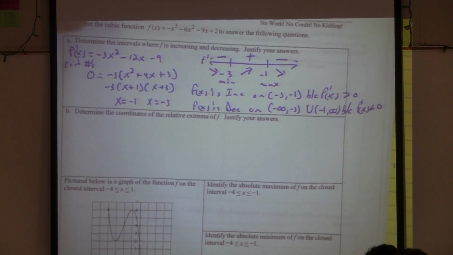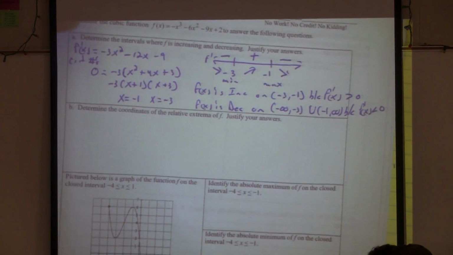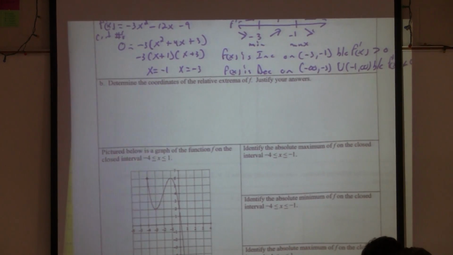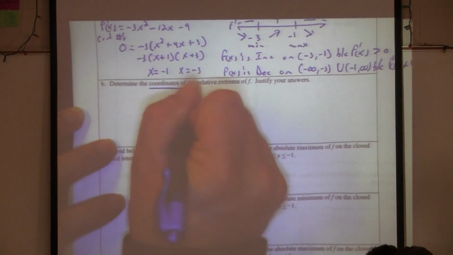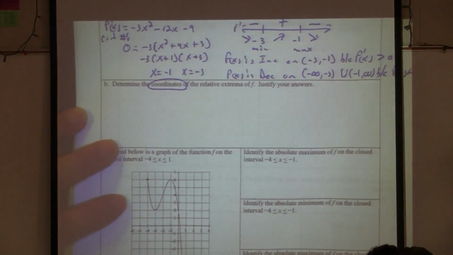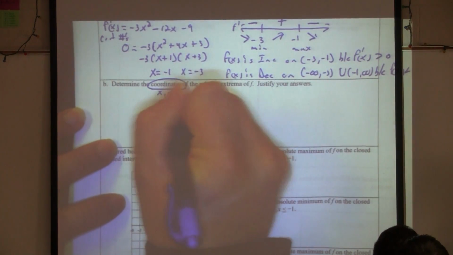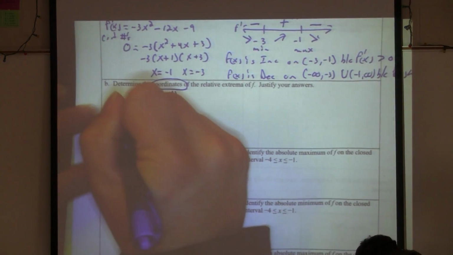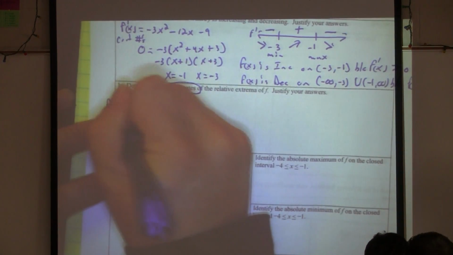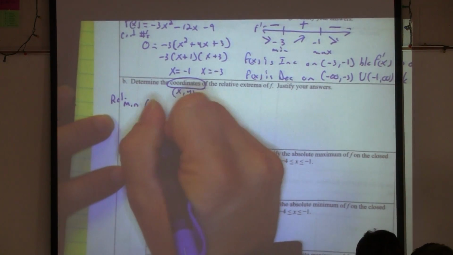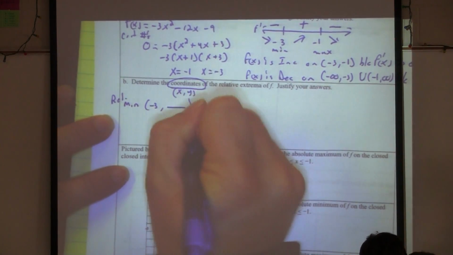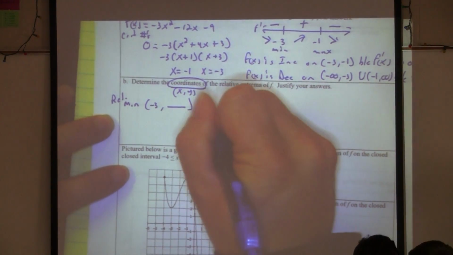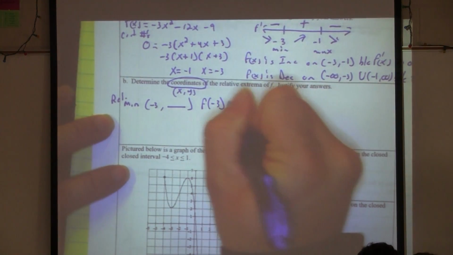Determine the coordinates of the relative extrema of f and justify your answers. So now they don't want just the x part of the relative max or min. They want the coordinates. That means the x and the y. So how do I do that? So where do I have my relative min? -3. We know the x is -3. What's the y? Plug it in where? The original. So we're looking for f of -3.